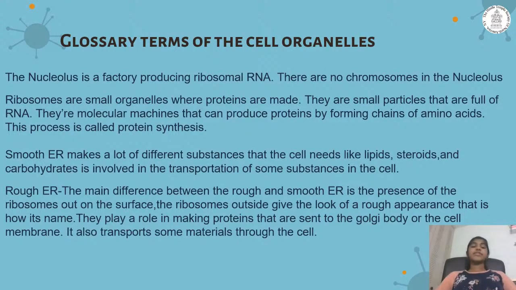Smooth endoplasmic reticulum makes a lot of different substances that the cell needs, like lipids, natural steroids, and carbohydrates. It is also involved in the transportation of some substances in the cell.